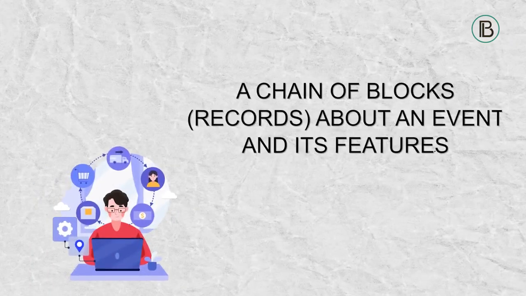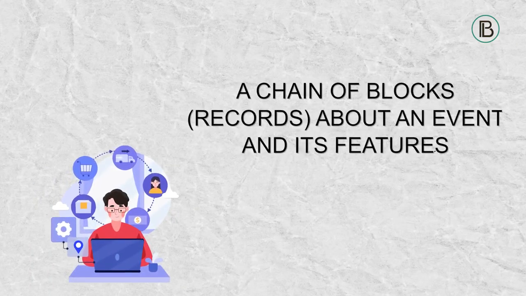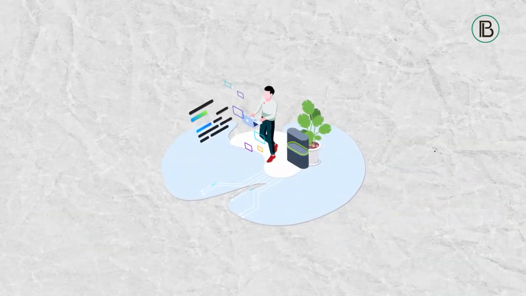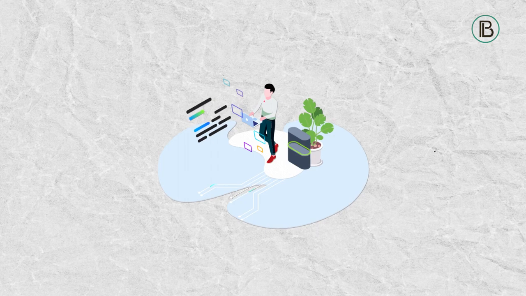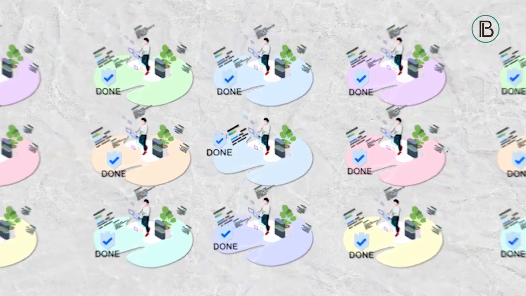Blockchain is a chain of blocks, or a series of records about an event and its features. Each block has a timestamp corresponding to the time of its creation, a link to the previous block, and is duplicated on all computers in the system.